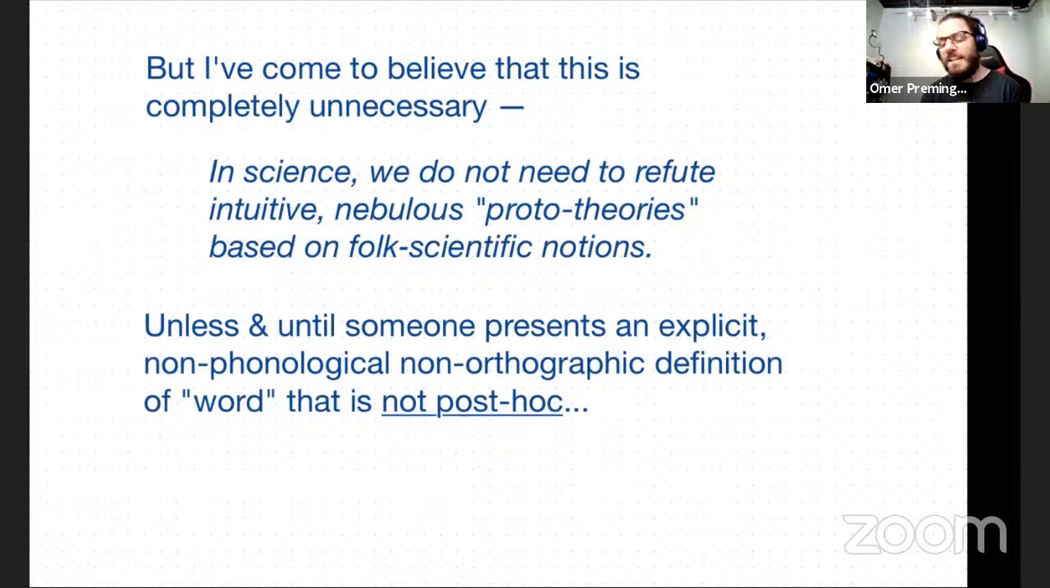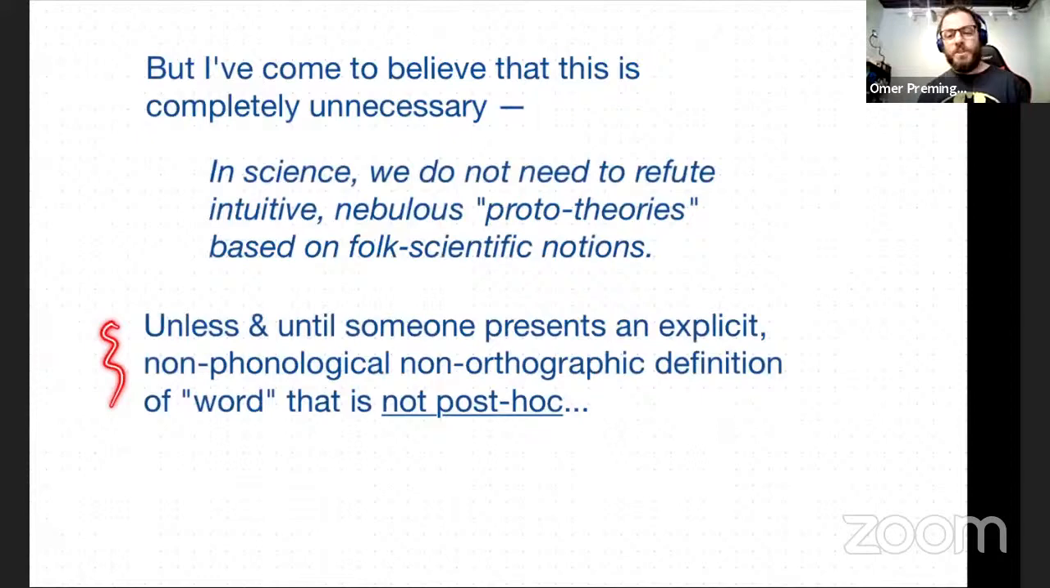Plainly put, in science, we don't need to spend energy refuting intuitive nebulous proto-theories that are based on folk scientific ideas like wordhood. Instead, the way it's supposed to work is unless and until someone gives us an explicit, non-phonological, non-orthographic definition of word that is not post hoc, that is a definition that is predictive so that we as linguists can use it, but also the child can use it. So this is an important part.